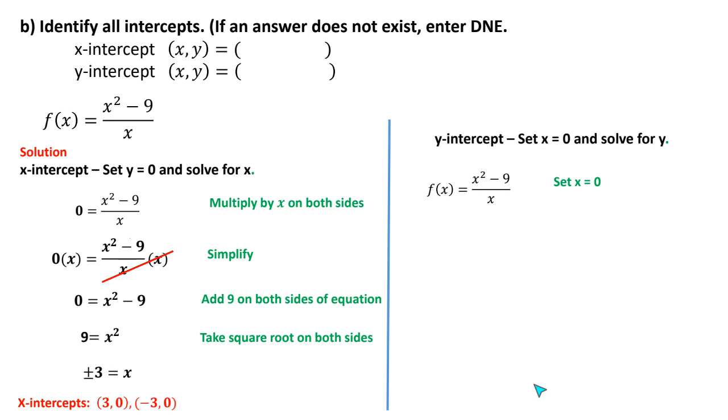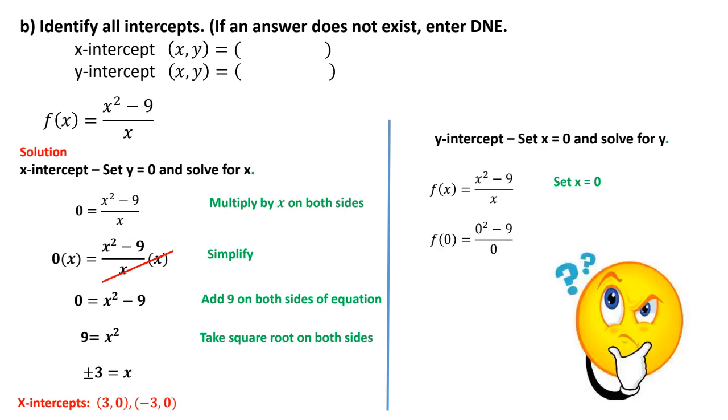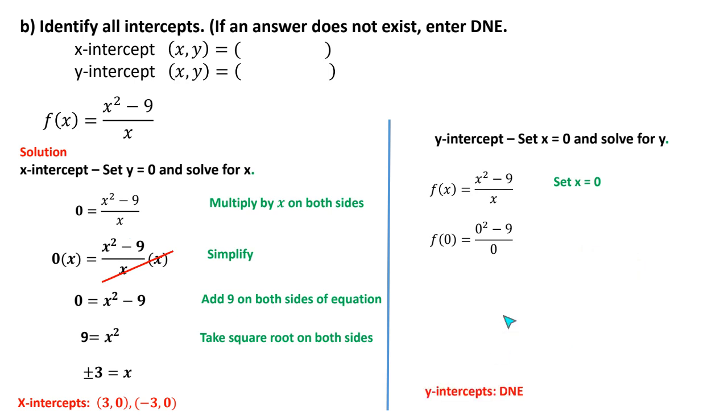To get the y-intercept, we let x equal 0. So we substitute a 0 in for all my x's. 0 squared is 0, minus 9 is negative 9. But then we would divide by 0. What that means is we have no y-intercept.